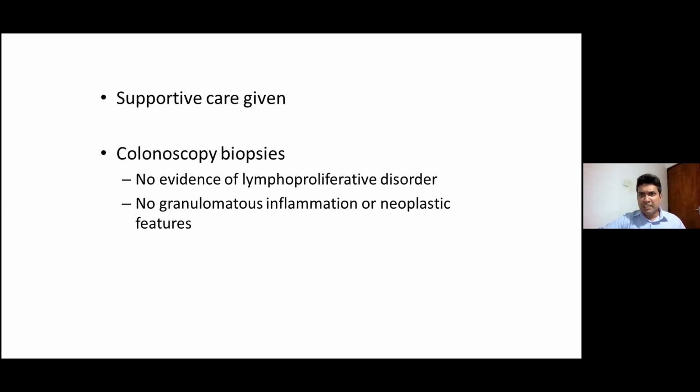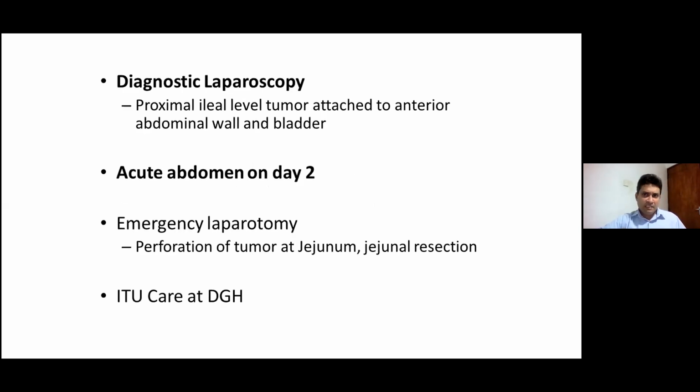So during that 1 month period, we gave her supportive care, and in about 4 weeks, we received colonoscopic biopsies, but that was not conclusive. There was no evidence of any lymphoproliferative disorder, no evidence of granulomatous inflammation, and no neoplastic features. Then, after discussing with our surgical colleagues, we decided to proceed with diagnostic laparoscopy. So laparoscopy was done, and then we detected a proximal ileal loop, which was attached to the anterior abdominal wall as well as to the bladder.